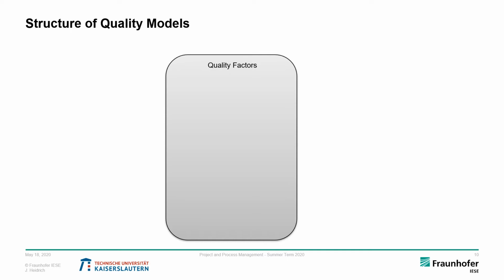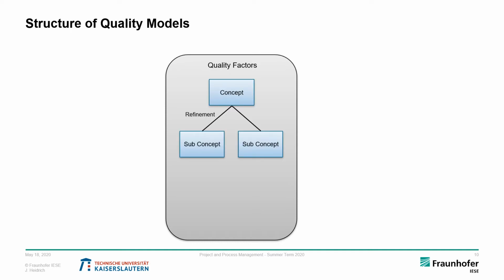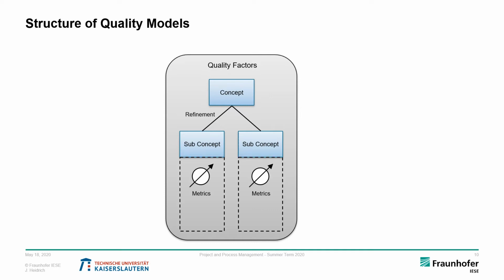So how are these quality models structured? What conceptual elements do we find in there? Basically, as you have seen, based on the ISO 25010, we have an abstract concept that is broken down, refined into some sub-concepts. Such as maintainability is broken down into analyzability and modifiability. And we have some metrics which try to somehow quantify these sub-concepts.